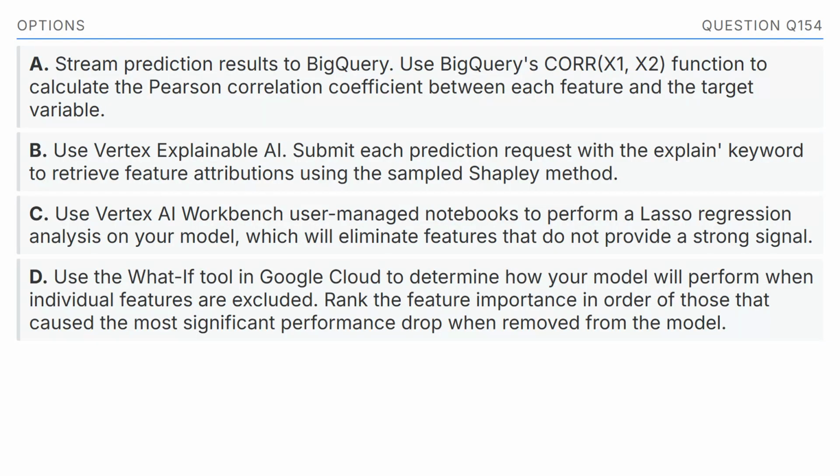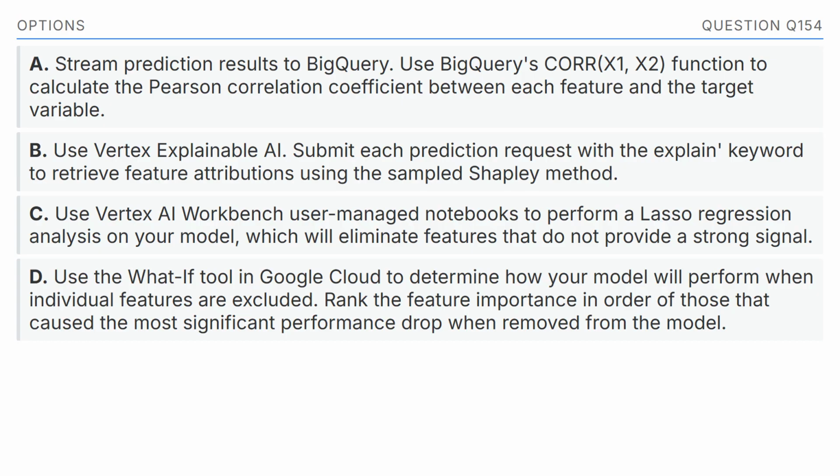The options are: Option A, stream prediction results to BigQuery. Use BigQuery's CORR(X1, X2) function to calculate the Pearson correlation coefficient between each feature and the target variable. Option B, use Vertex Explainable AI. Submit each prediction request with the explain keyword to retrieve feature attributions using the sampled Shapley method.